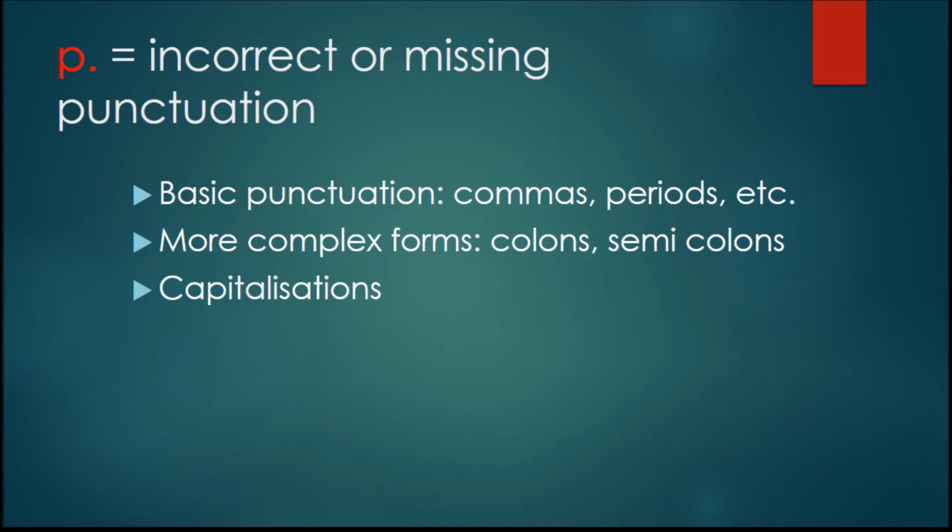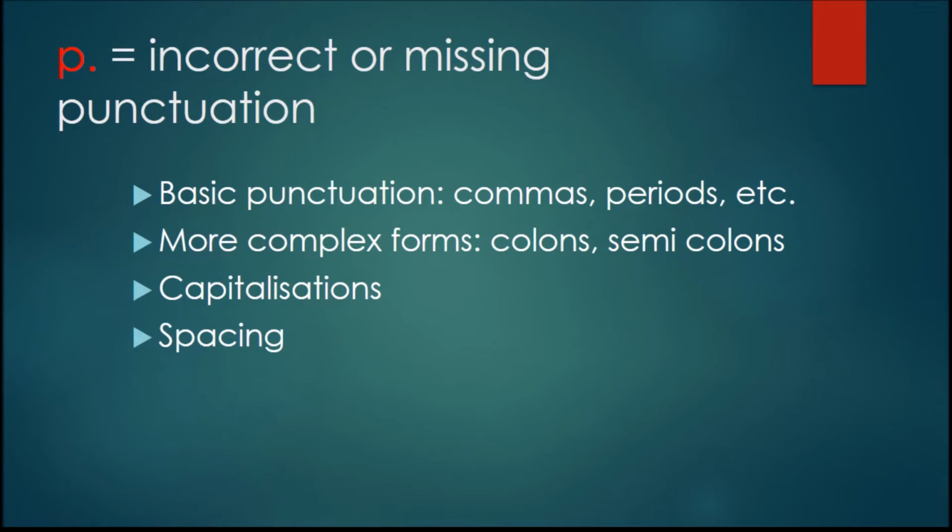Now, it can also be used to identify issues with capitalization. For example, if you've used a capital letter where you shouldn't, or you haven't used a capital letter where you should, P might be used because capitals is sometimes considered an issue of punctuation, and there isn't a specific code in the error correction code for capitalization, so you might find the P used for capitalization issues.